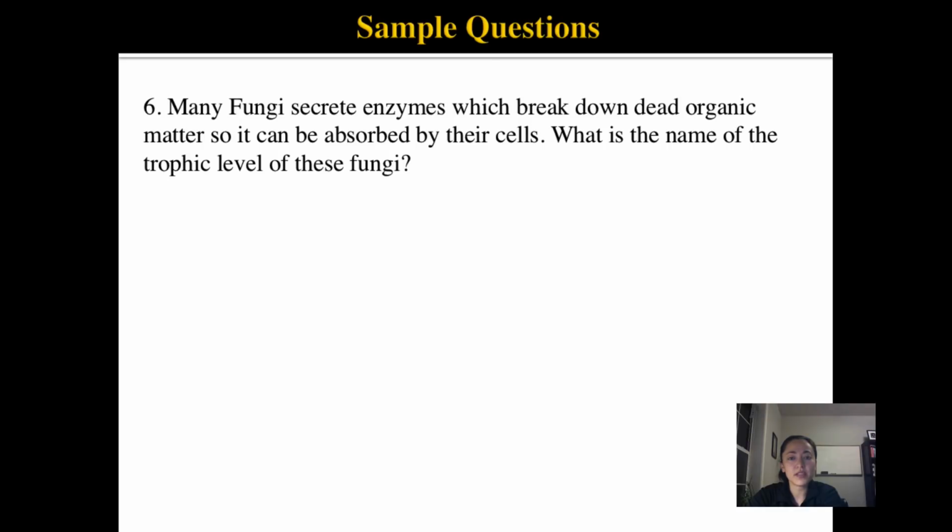The next question says, many fungi secrete enzymes which break down dead organic matter so it can be absorbed by their cells. What is the name of the trophic level of these fungi? The trick here is that it's saying that they feed on dead things. And we know that anything that feeds on a dead thing is a decomposer.